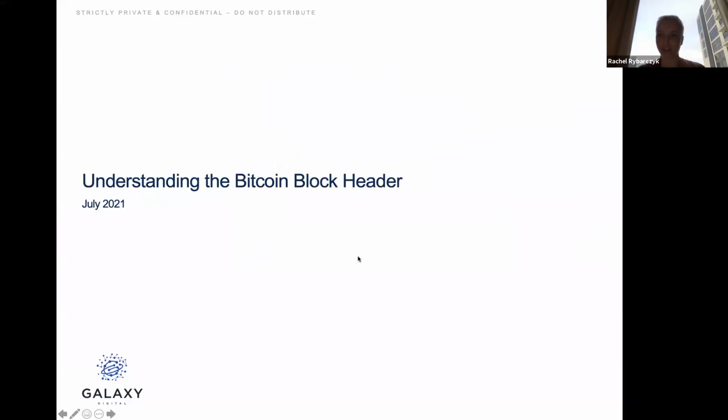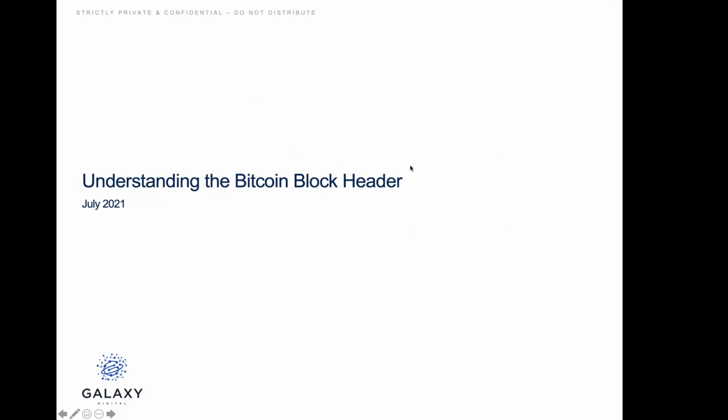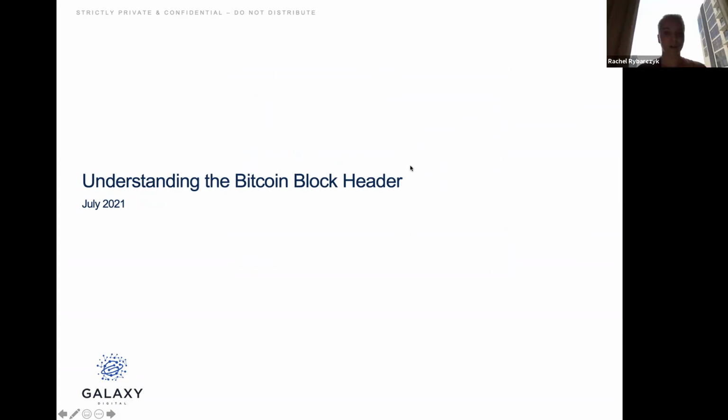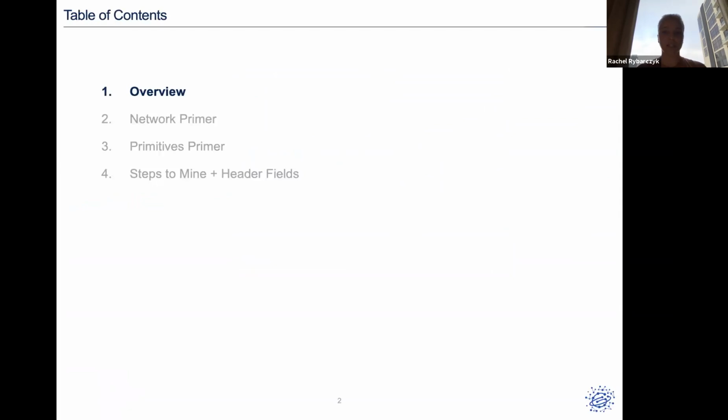Okay, can you see my screen all right? Yes. Okay, cool. So today we're going to try to understand more about the Bitcoin block header. I'm going to give you a brief overview of what the header is. Then we're going to do a network primer, some primitives primers, and then steps on how to mine and how the header fields fit into that process. Some slides get kind of dry, so try to bear with me.